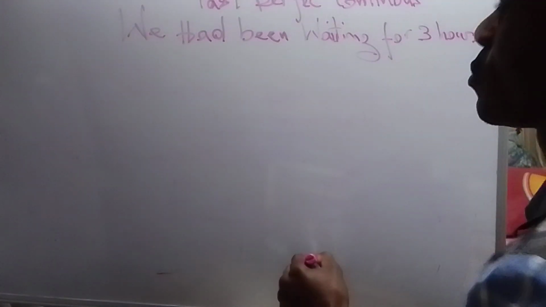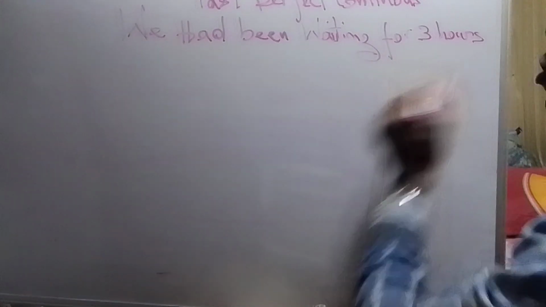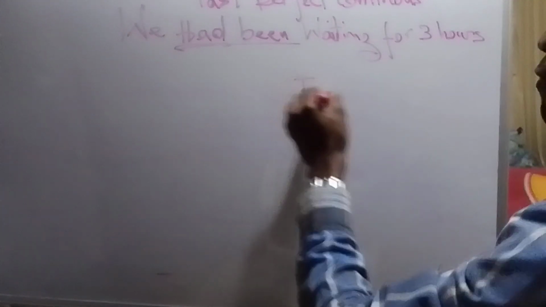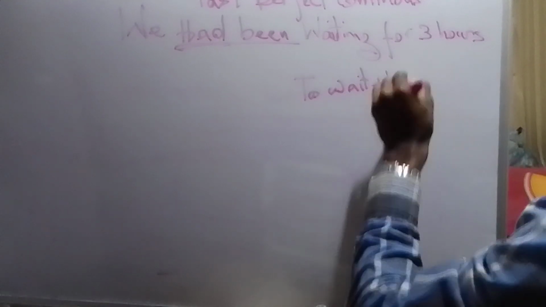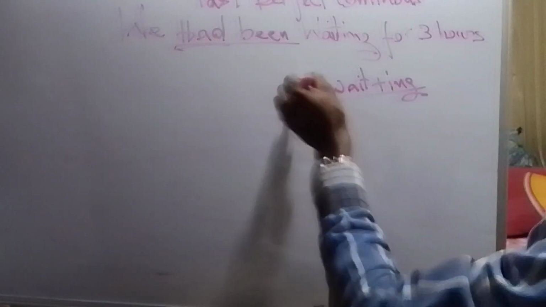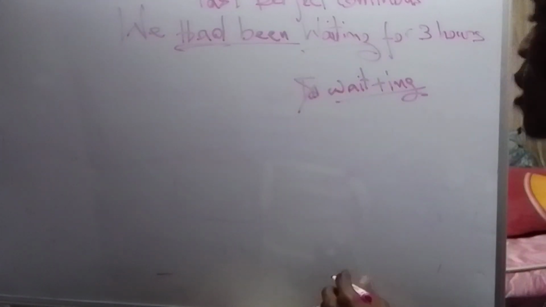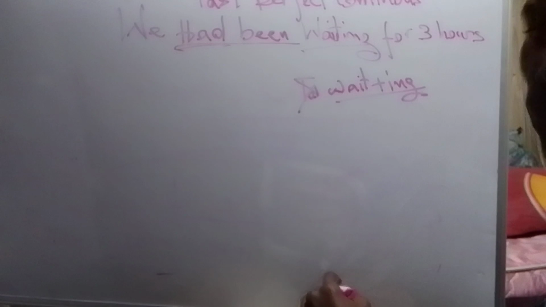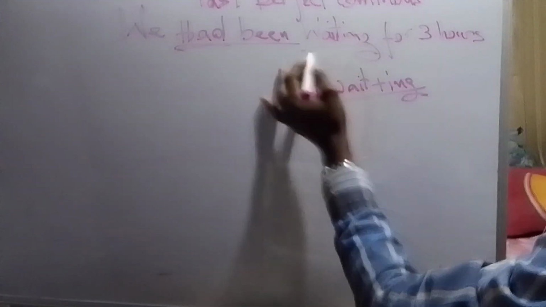The past perfect continuous. We had been waiting for 3 hours. This is the had been right here, and the verb to wait plus ing form, and I erase that one. That's why I have waiting right here. Waiting for 3 hours. We had been waiting for 3 hours. Okay, the verb to wait. But let's see another example.